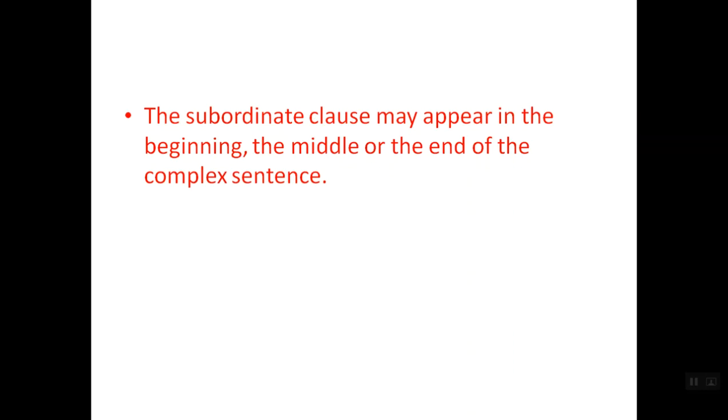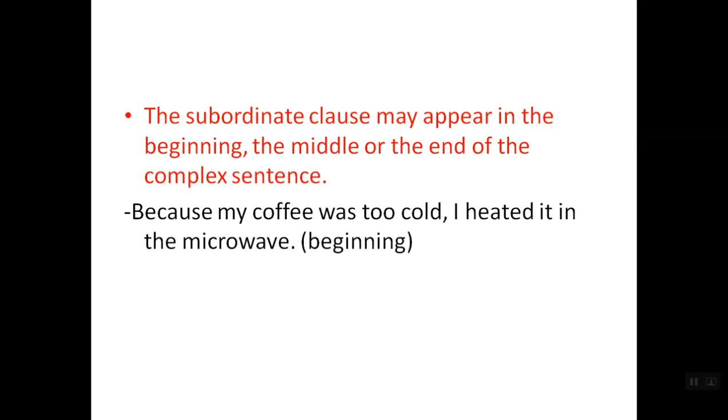The subordinate clause may appear in the beginning, the middle, or the end of the complex sentence. Let's see together. Number 1. Because my coffee was too cold, I heated it in the microwave. Okay, so this is in the beginning. What is the subordinate clause here? Because my coffee was too cold. It comes in the beginning. Okay? When the subordinate clause comes in the beginning, you have to follow it with a comma. Okay?